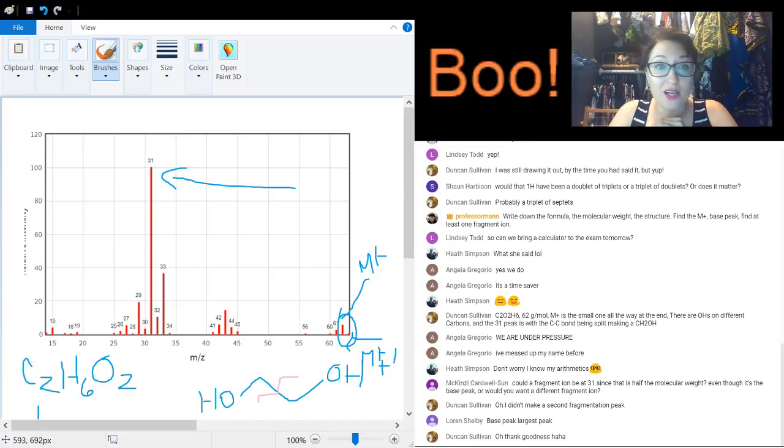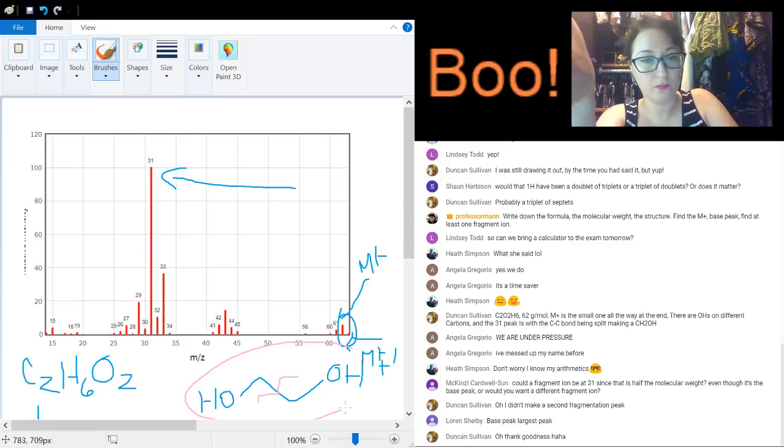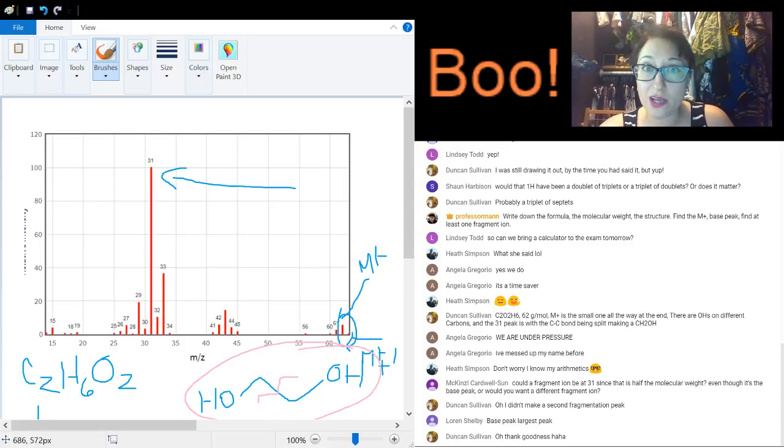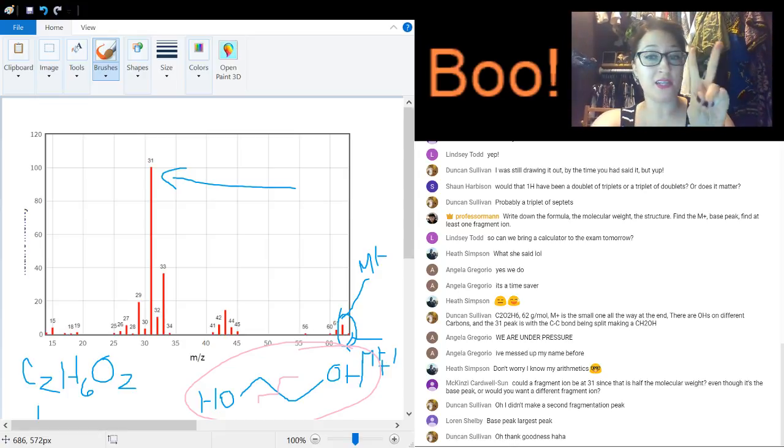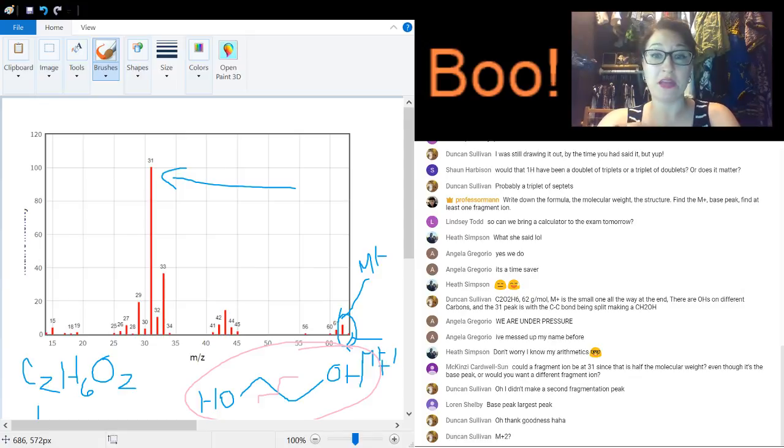The reason why we might have one at 31 is because you might have the structure with a 2+ on it. So that 31 could actually be that as well. So there could be two things making up that 31 M over Z, right? Mackenzie, you'd have gotten full credit for that. Duncan, you would have gotten full credit for that.